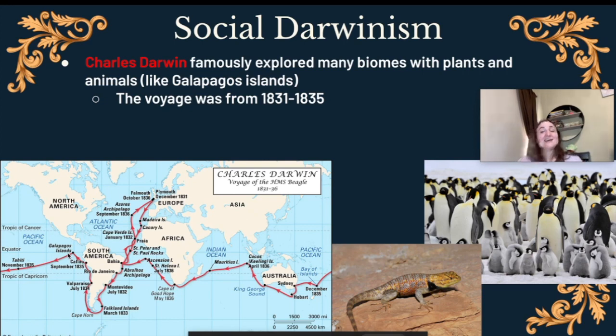And you can see it was literally a world voyage. So he started up here in England, went down through South America, up to the Galapagos Islands, cut across the Pacific, through Australia and New Zealand, down through the Cape of Good Hope in Africa, and then back up to Europe. Yeah, that's pretty impressive.